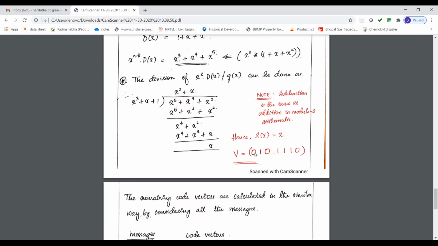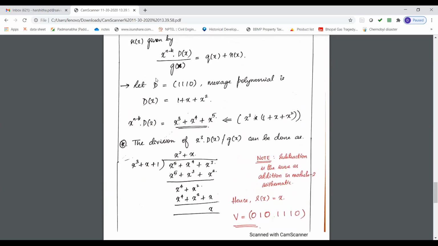So x to the power of 0 I don't have, so I'll write 0. x to the power of 1 I have, so I'll write 1. x to the power of 2 I don't have, so I'll write 0. So the code word for x is 0, 1, 0. And next is nothing but the data that we have considered, that is 1, 1, 1 and 0. So the code word in systematic form for the data 1, 1, 1, 0 is 0, 1, 0, 1, 1, 1, 0. You can see this is also a 7-bit code word.